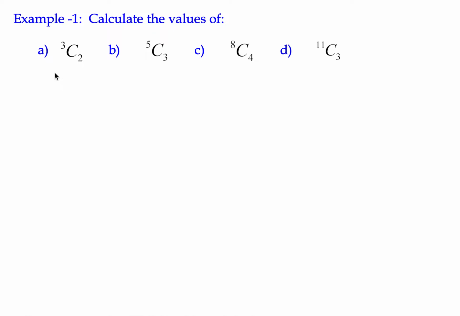Okay, so 3 choose 2, you should have the answer 3. 5 choose 3, we should have the answer 10. 8 choose 4, you should have the answer 70. And 11 choose 3, you should have the answer 165. So that's just a wee check to see you can actually use your calculator for this.